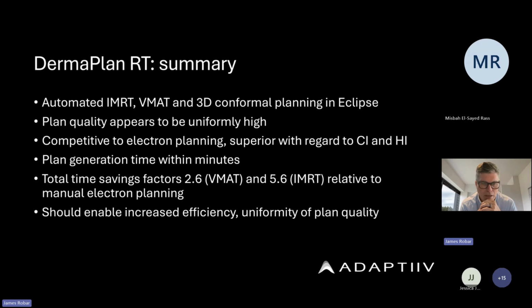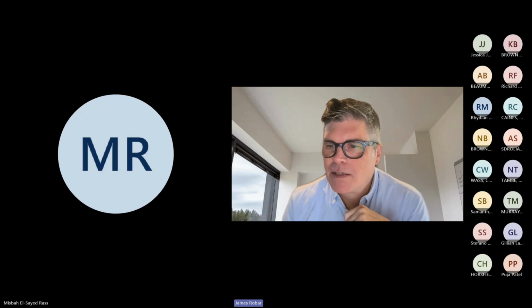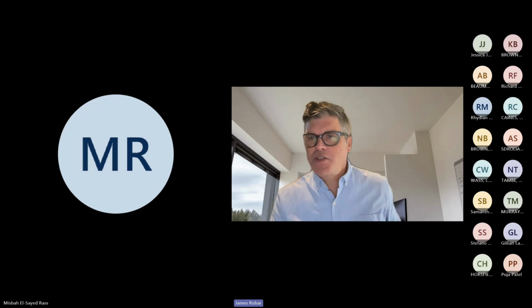And we're really hoping that for skin, whether you're on a Halcyon unit with no electron beams or you just want to speed things up, on a TrueBeam platform or something like that, that this should increase efficiency, uniformity, and plan quality. So with that, I will stop sharing and wonder if anyone has any questions.